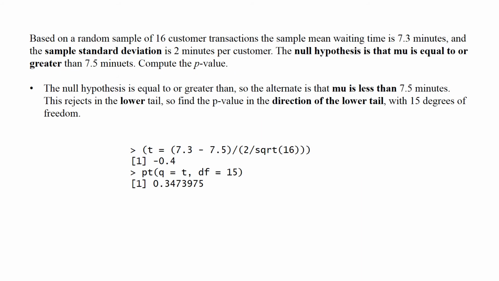In this example, a sample of 16 customer transactions had a sample mean of 7.3 minutes with a sample standard deviation of 2 minutes. The null hypothesis is that mu is equal to or greater than 7.5 minutes. The null is equal to or greater than, so the alternate is that mu is less than 7.5 minutes. This rejects in the lower tail, so find the p-value in the direction of the lower tail. The calculated value of the test statistic is minus 0.4, and the lower tail p-value is 0.347, so do not reject the null hypothesis.